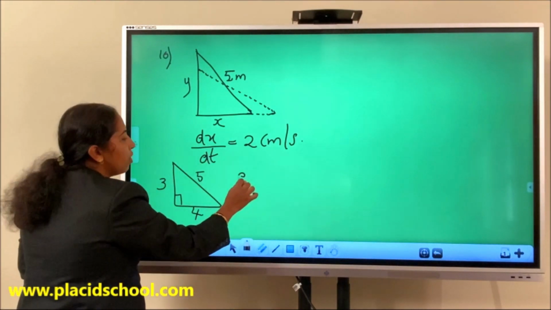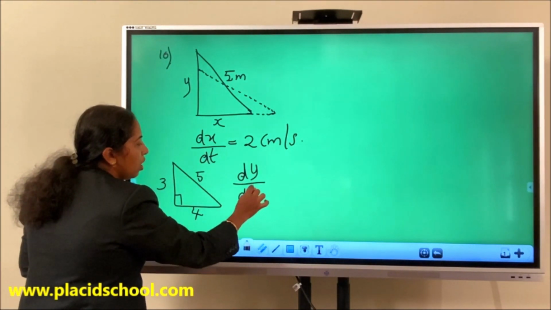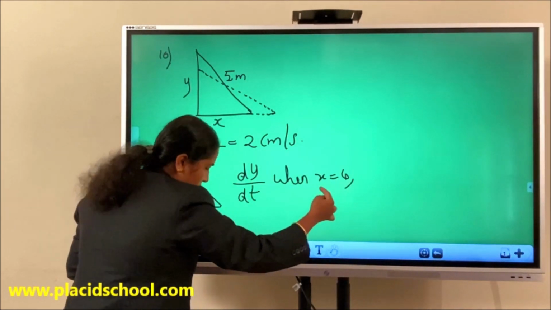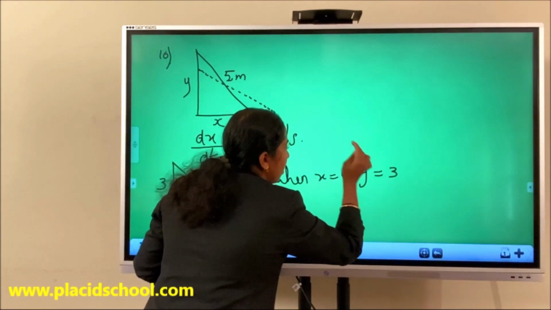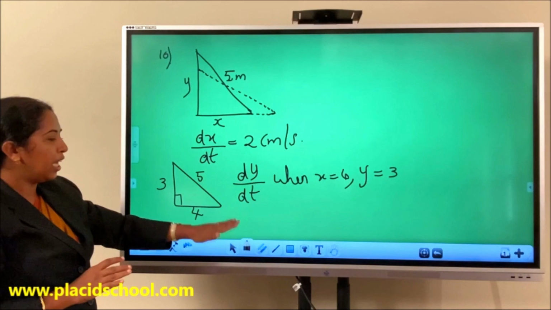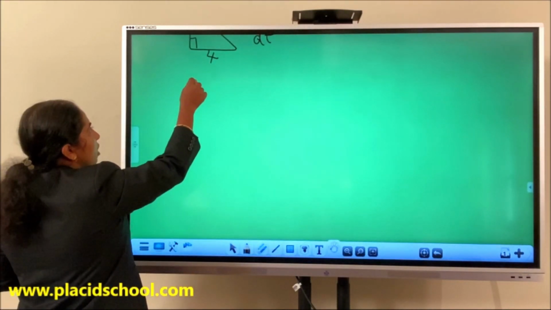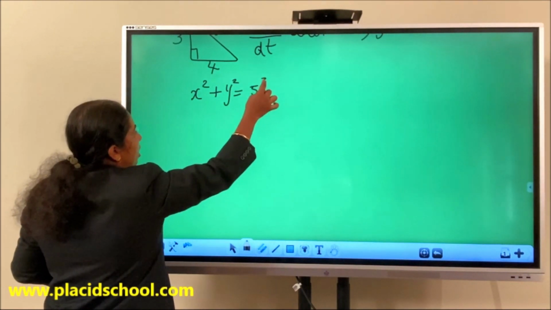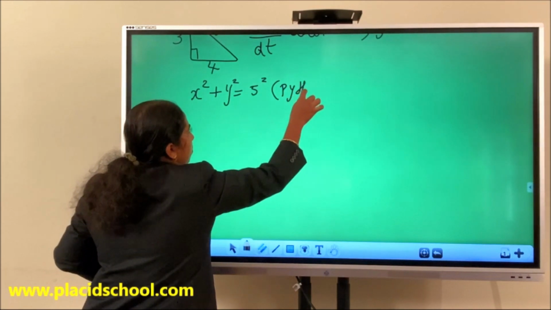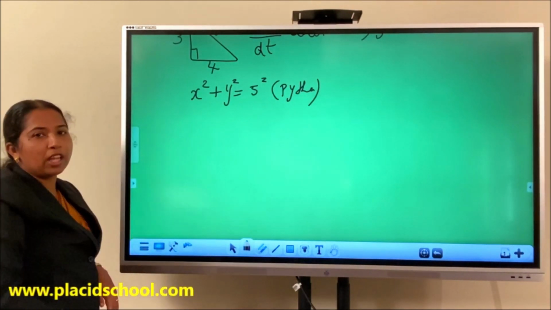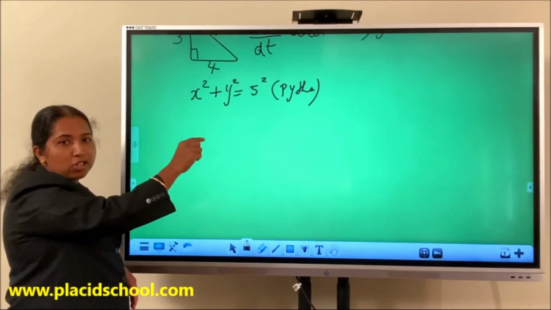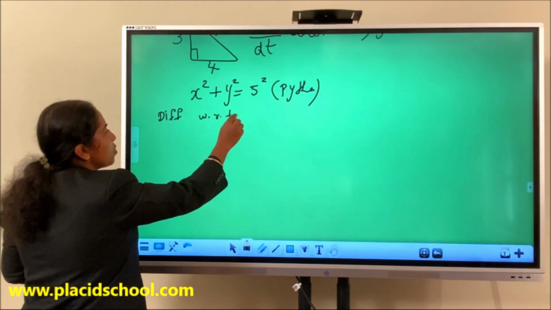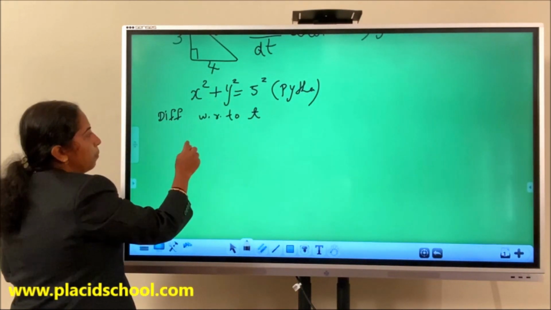So you have to find the rate of change of height with respect to time when x equal to 4 and y equal to 3 centimeter. This is the question. In order to do this, from the first figure, you have x square plus y square equal to 5 square by applying Pythagoras theorem. x square plus y square equal to 5 square. Now I am going to differentiate this with respect to time, so differentiating with respect to t.